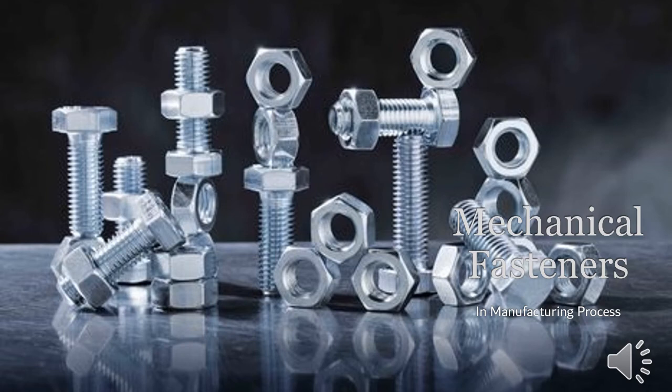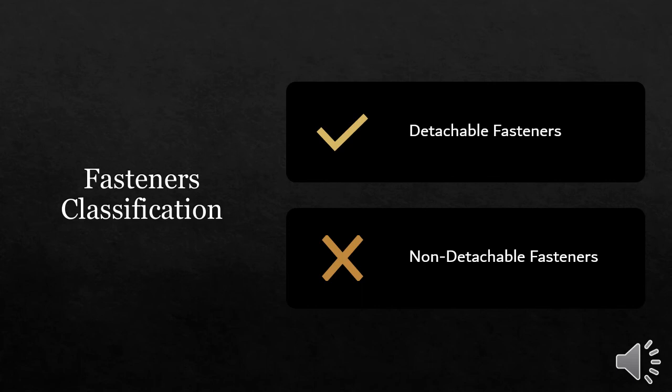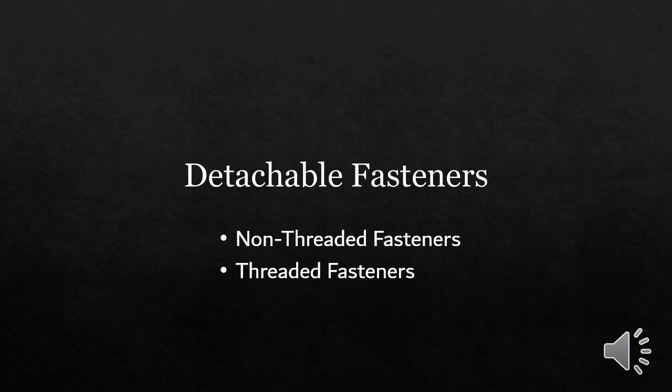Now we are in the mechanical fasteners part in the manufacturing process. A fastener is a mechanical element which holds two or more parts of a machine or a structure without the use of an outside assembly device. The process of fastening is called fastening. Fasteners are classified into two types. They are detachable fasteners and non-detachable fasteners. This is the explanation of detachable fasteners.